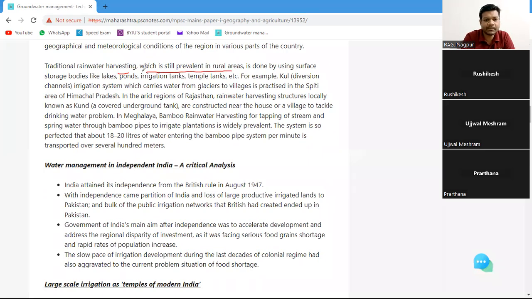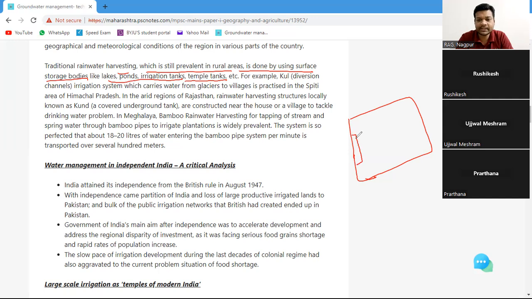Traditional rainwater harvesting, which is still prevalent in rural areas, is done by using surface storage bodies like lakes, ponds, irrigation tanks, temple tanks, etc. In earlier days, in larger temples, especially South Indian temples, it is a striking feature that if this is a temple complex, this gate is called the Gopuram, and as you enter the Gopuram, on either side there is a tank.